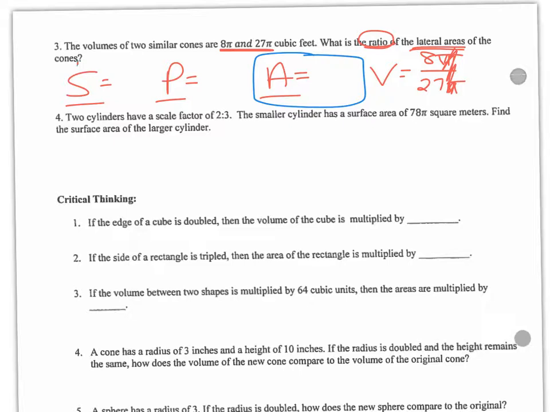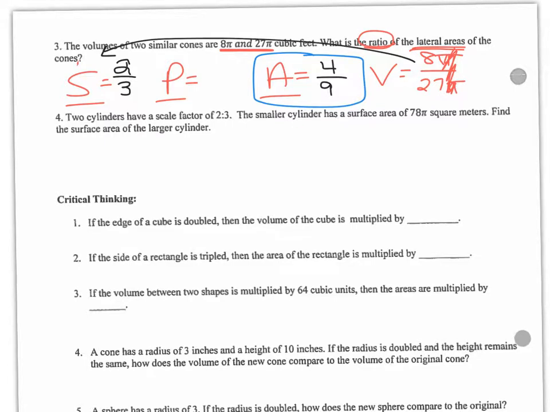How I find A is I have to go backwards to S first. So I have to cube root 8 and 27. If you don't know the cube root of 8, you can do that in your calculator: hit the math button, type number 4, then type 8 and hit enter, and you'll get 2. Then do the same thing with 27: hit the math button, find the cube root, which is number 4, type in 27, and you get 3. So S is 2 over 3, so what's P?